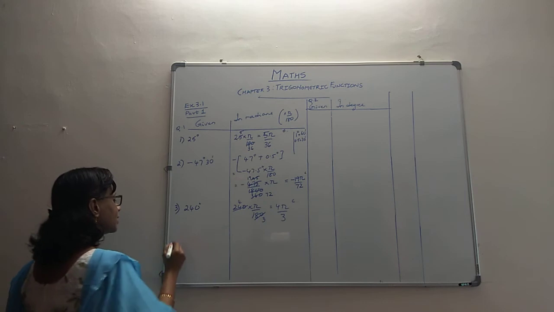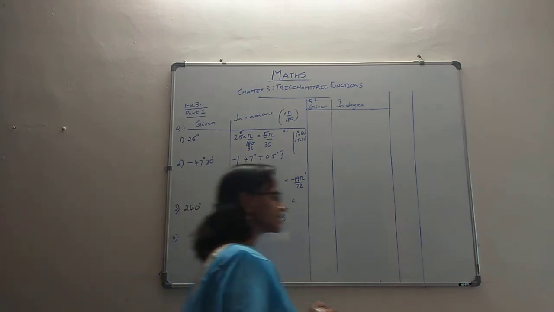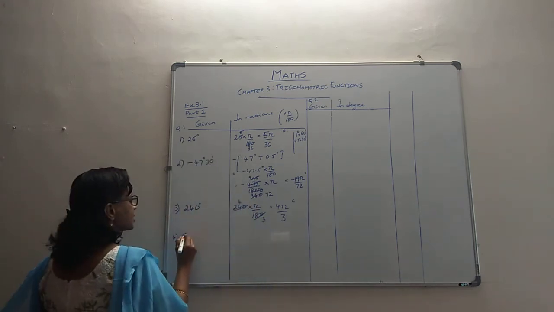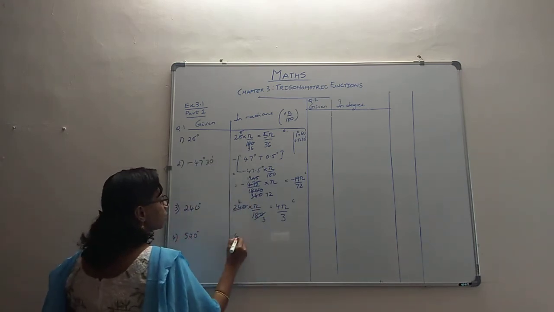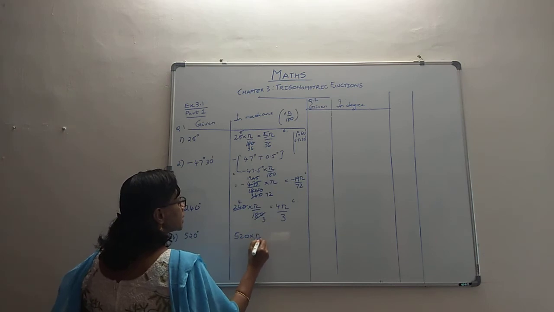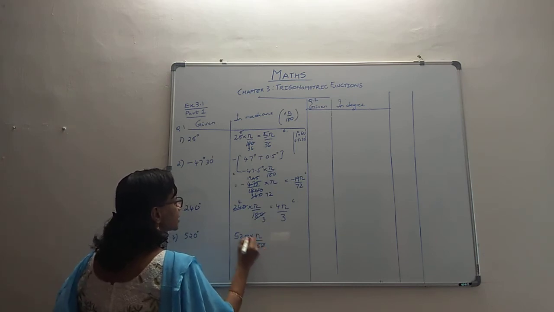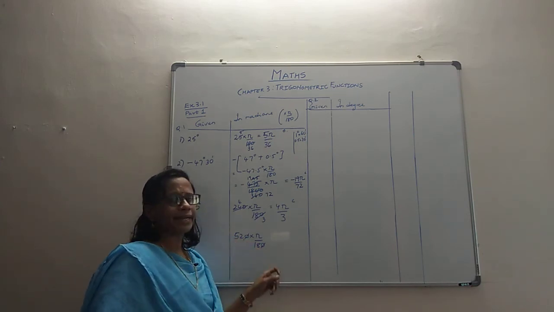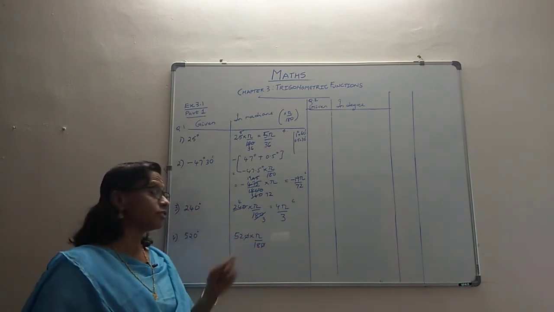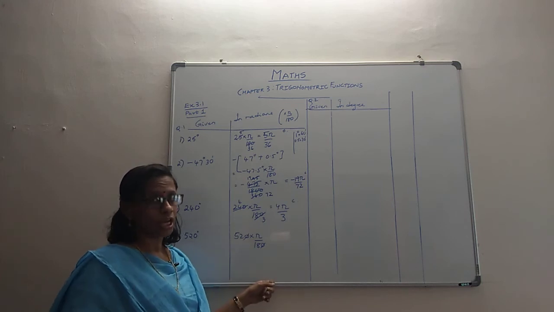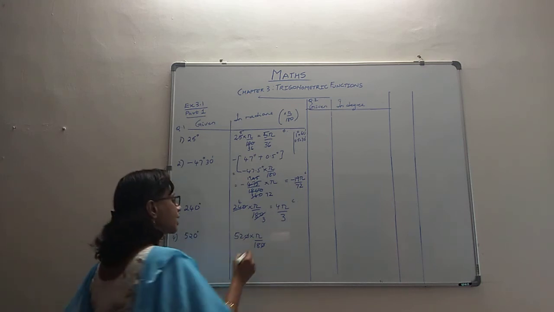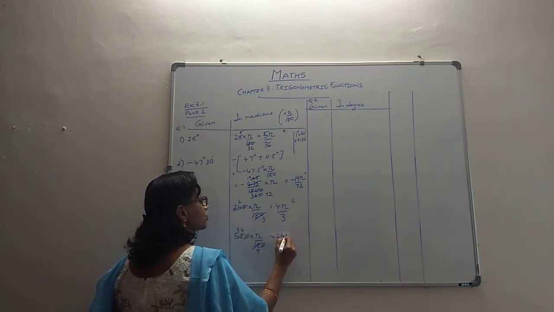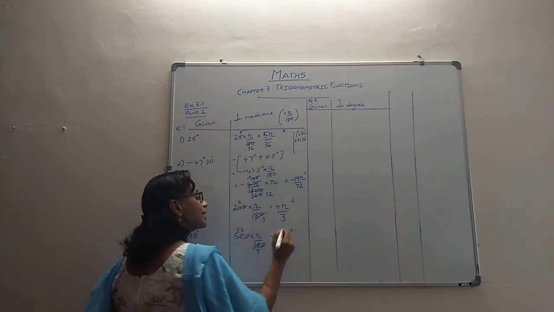Yeah, pretty simple. Then the next one is 520. Again, this is pretty simple. 520 into pi by 180. Let's cut the 0 first and then we'll think about the remaining. 52 and 18, we're not sure. 52 is divisible by 4 but not 18, so let's take 2. 2 9s are 18 and 2 26s are 52. So this is 26 pi by 9 radians.